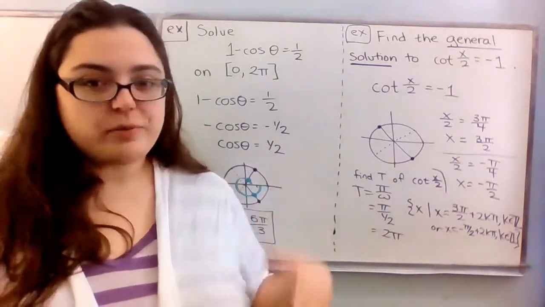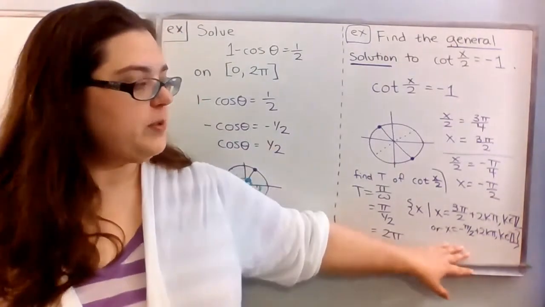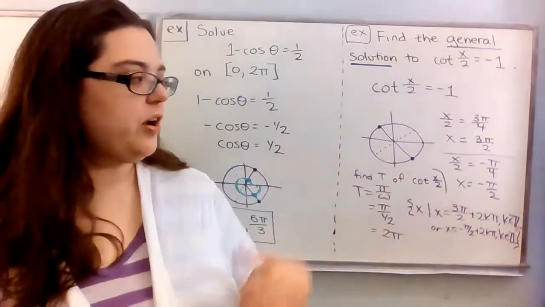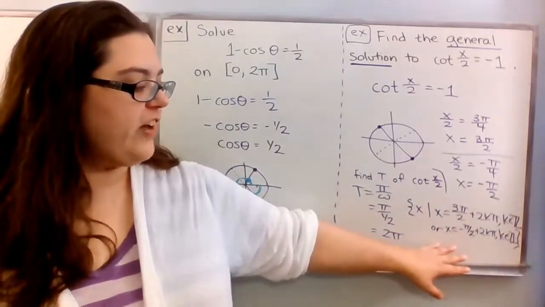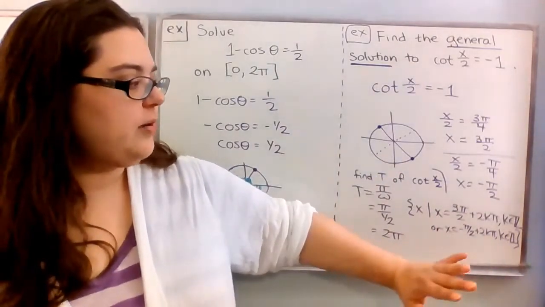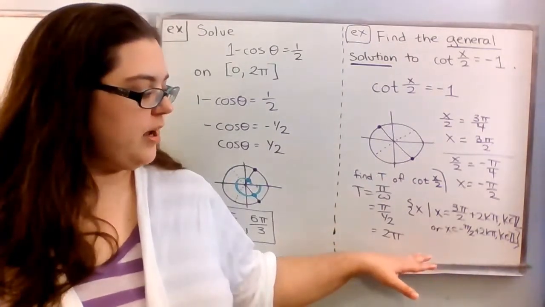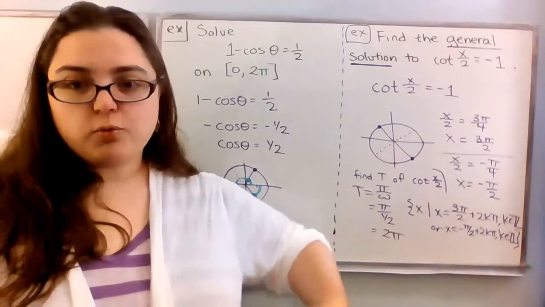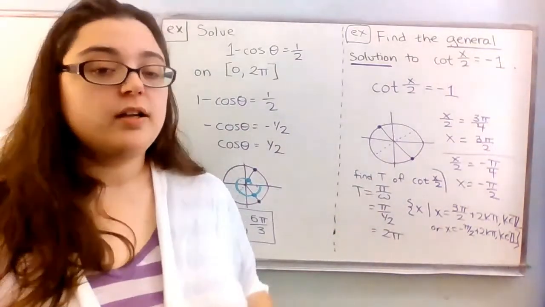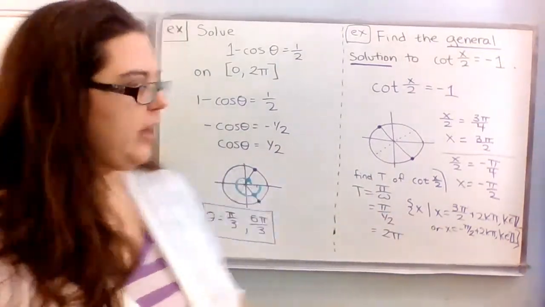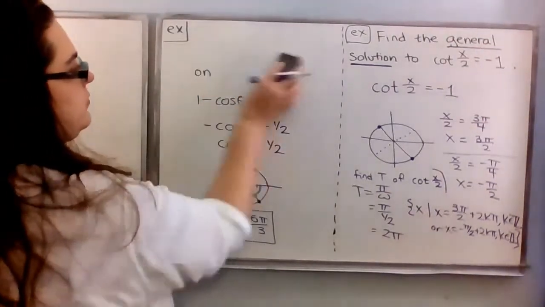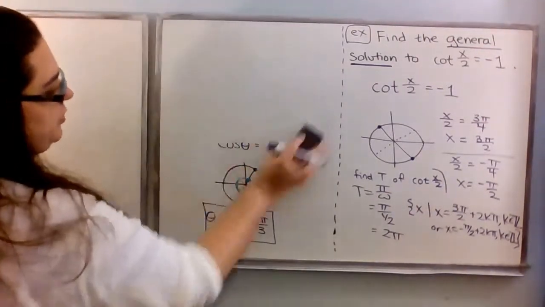For my purposes, for my classes, I'm okay with this because I need to know that you know how to solve for the particular values of x, and that we need to be adding multiples of the period. But if you want to make this a little bit prettier looking, let's look at how we could do that. So I'm just going to erase this previous example.